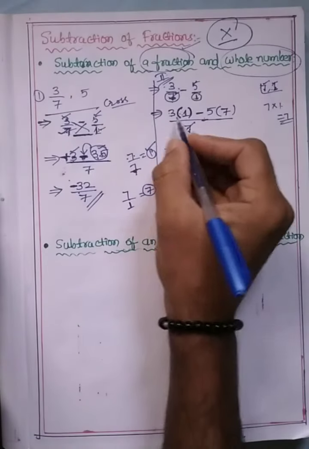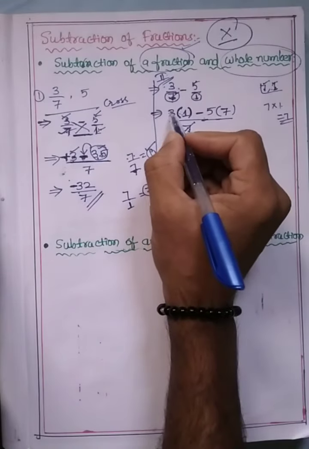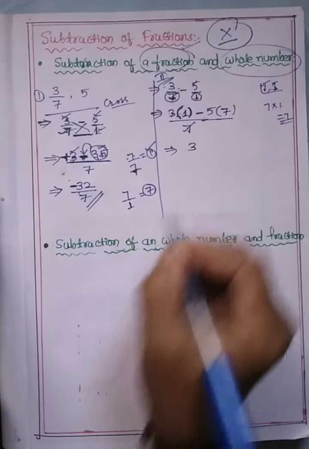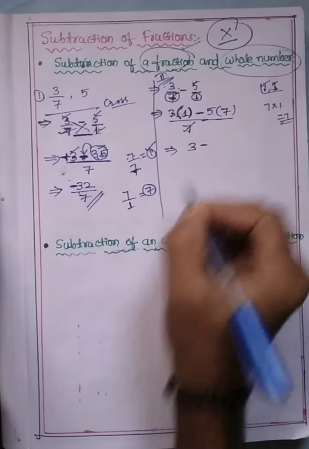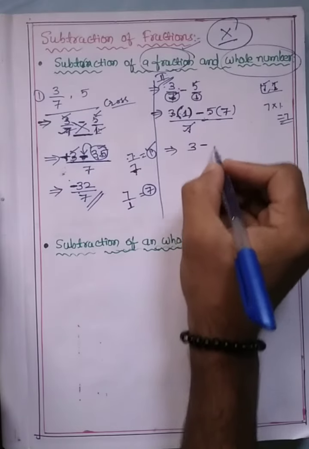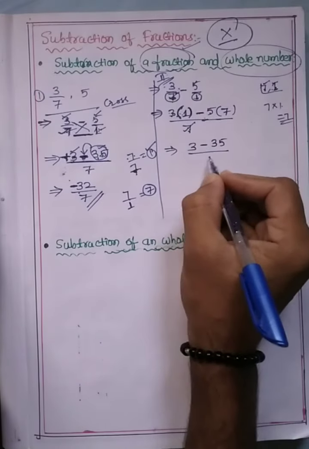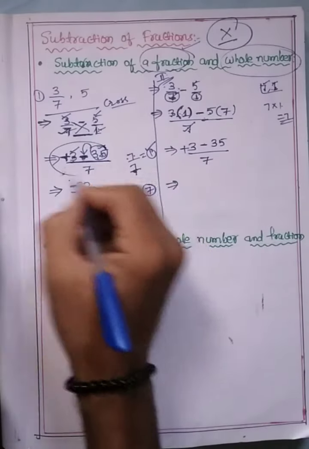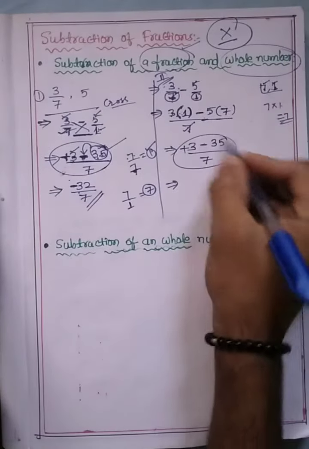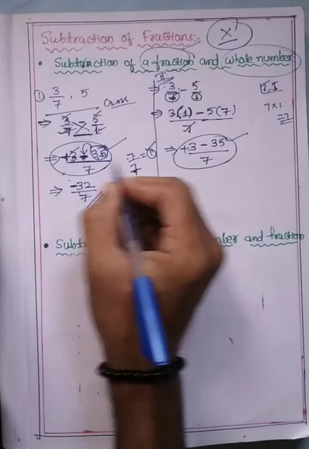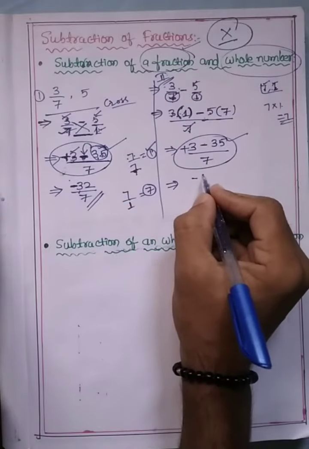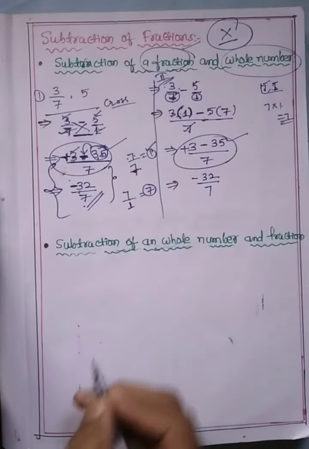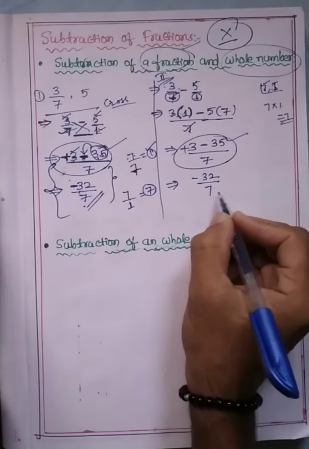So now simplify this one. How can you simplify 3? You consider this as 3 into 1. 3 ones are 3. Later take this minus as it is. Minus 5 sevens are 35 divided by 7. Take the same symbol, minus 32 by 7. Already just now we have discussed this very clearly. So both answers are the same.